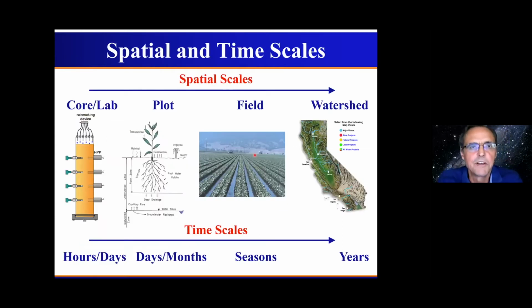And both models can be used at different spatial and temporal scales. So they can be used from small scales at the lab scale, all the way to the field scale. And I can see also some applications at the watershed scale, although I don't believe it's appropriate to use these models at that scale because the governing equations are really not valid at that large scale.